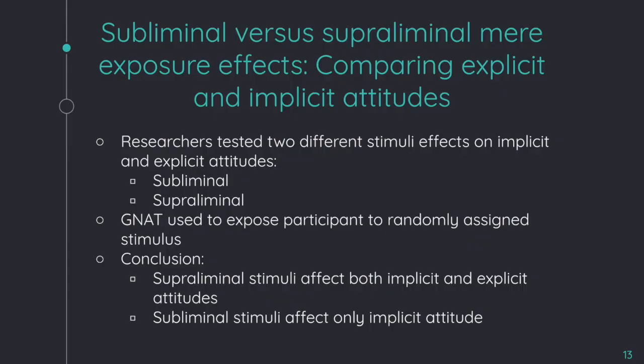Kawakami and Yoshida's study wanted to test the effects of two different stimuli on implicit and explicit attitudes. These stimuli were either subliminal or supraliminal. After using GNAT to expose participants to a randomly assigned stimulus, they came up with the conclusion. The results of the experiment indicated that supraliminal stimuli affect both implicit and explicit attitudes, while subliminal stimuli affect only implicit attitudes.